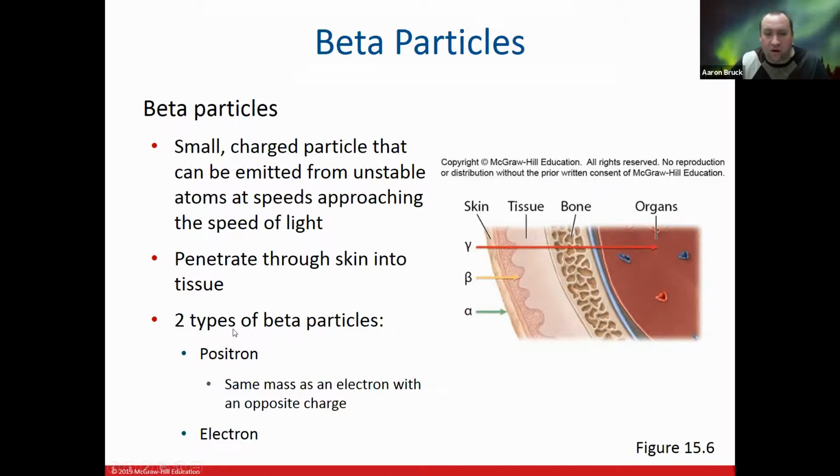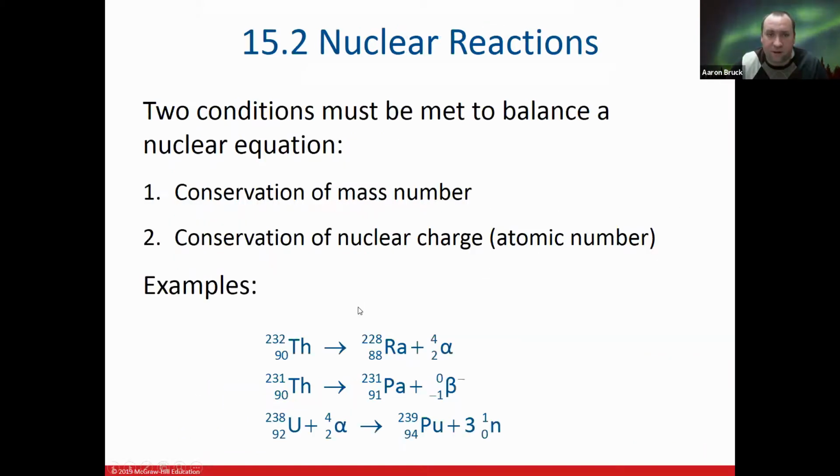As I mentioned before, there are 2 different types of beta particles. There's the positron. The positron has the same mass as an electron, but an opposite charge. And then there's the electron itself. So that's section 1 of our study of nuclear chemistry.